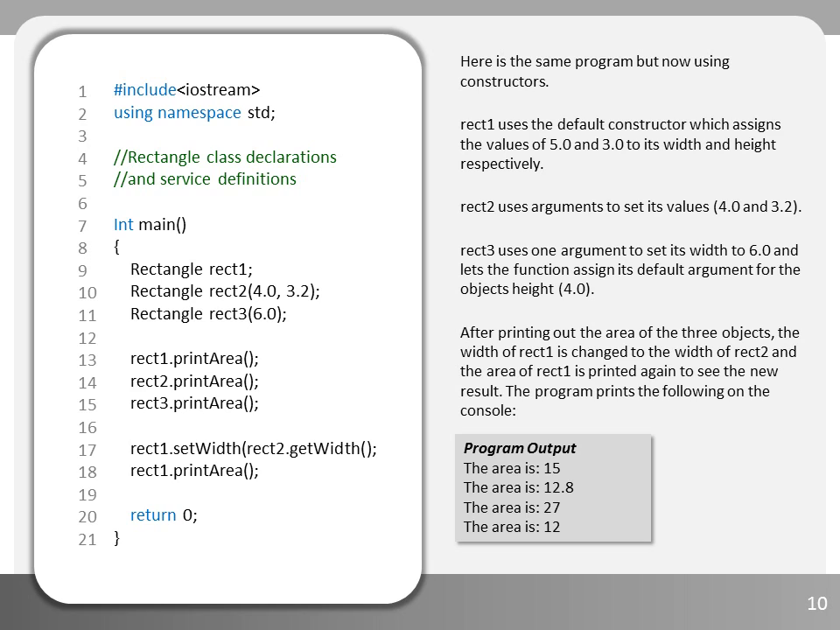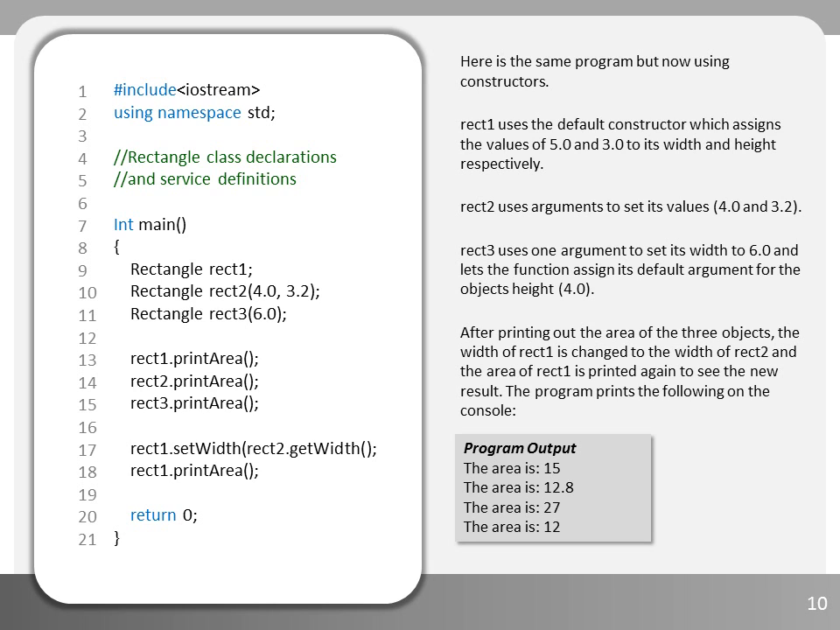Here is the same program, but now using constructors. Rect1 uses a default constructor which assigns the values 5.0 and 3.0 to its width and height respectively. Rect2 uses arguments to set its values to 4.0 and 3.2. Rect3 uses one argument to set its width to 6.0 and lets the function assign its default argument for the object's height, 4.0. After printing out the area of the three objects, the width of Rect1 is changed to the width of Rect2, and the area of Rect1 is printed again to see the new result.